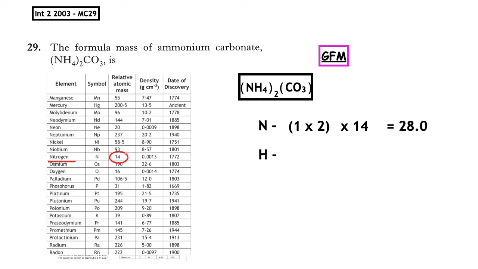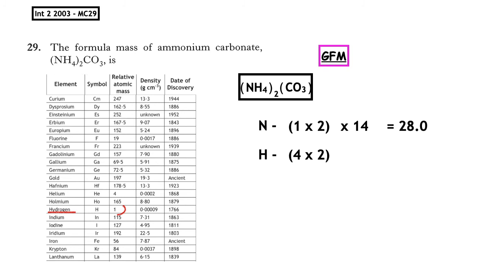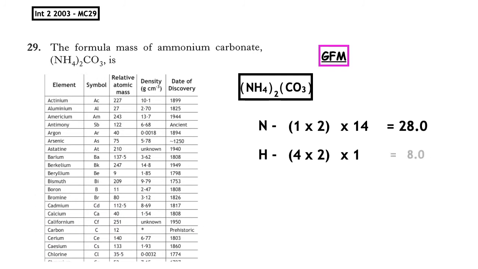Hydrogen. How many do we have inside the bracket? We have 4, multiplied by the number outside the bracket, which is 2, times by the relative atomic mass of hydrogen, which is 1. 4 times 2 is 8. 8 times 1 equals 8.